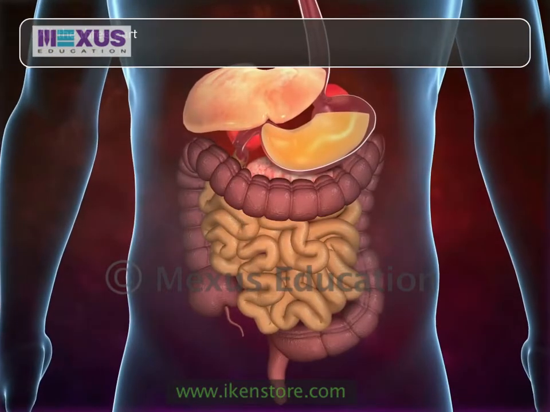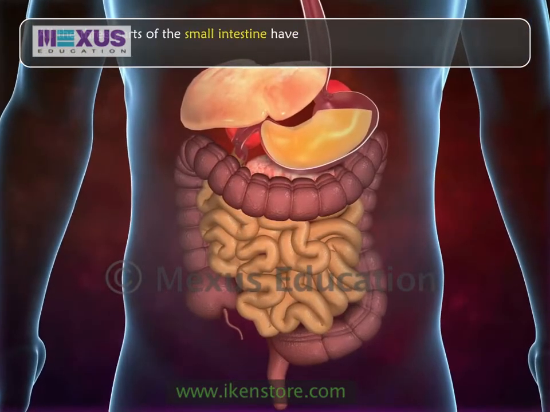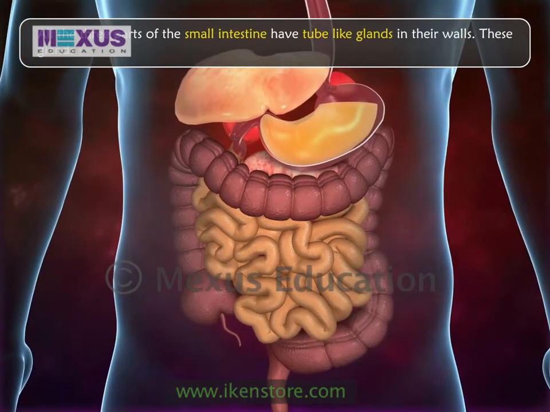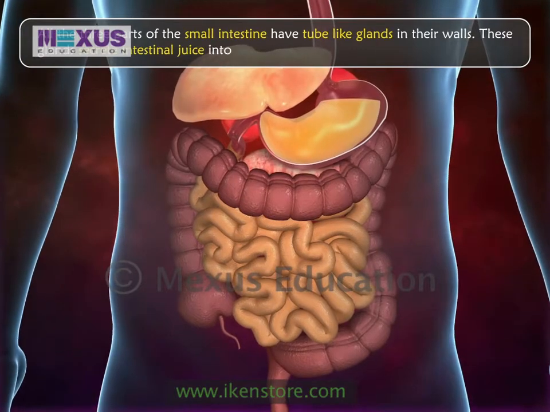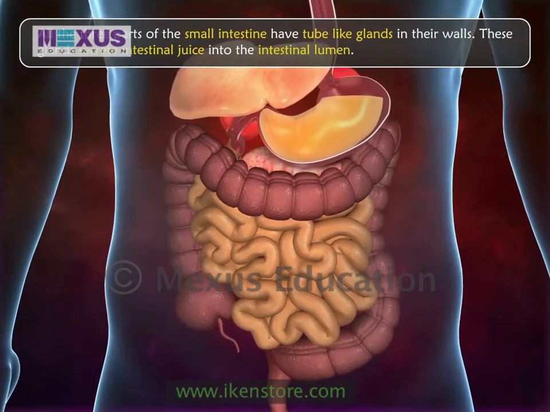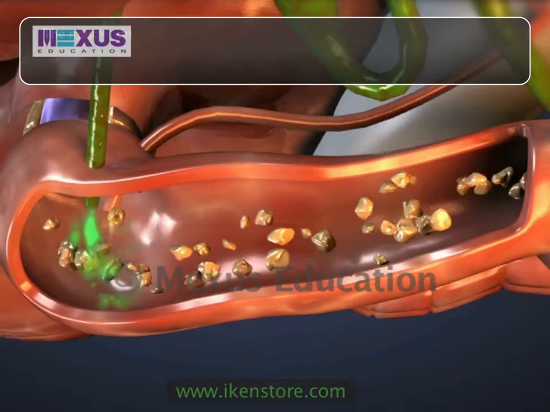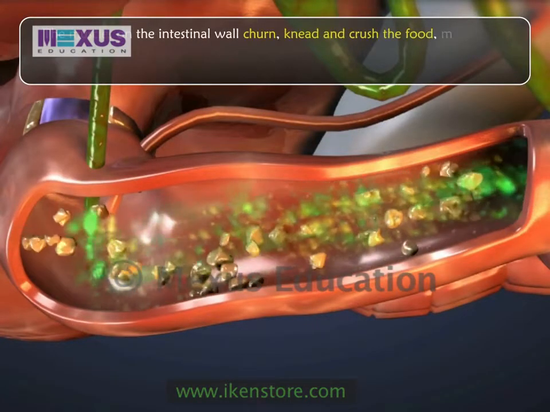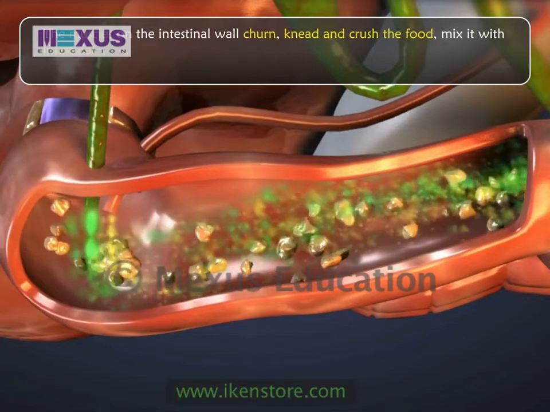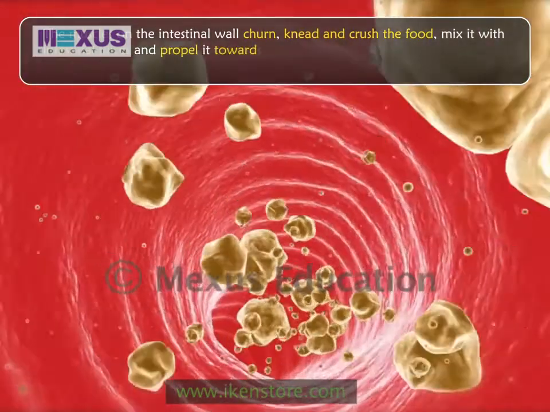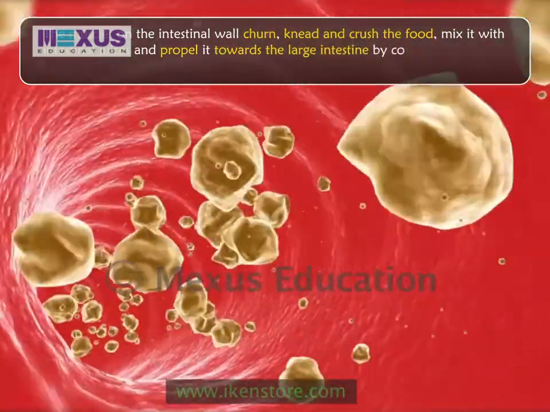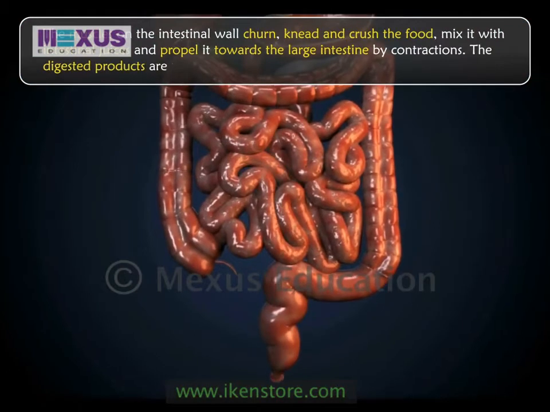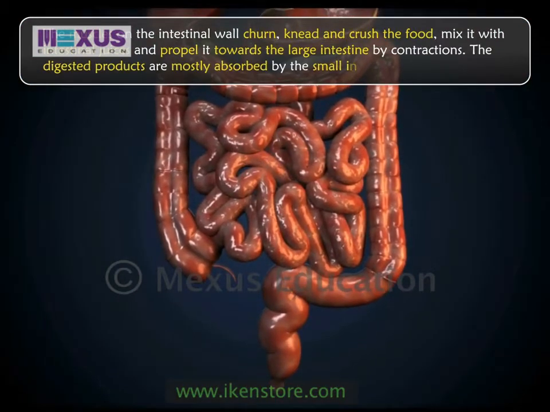All the three parts of the small intestine have tube-like glands in their walls. These glands secrete intestinal juice into the intestinal lumen. The muscles on the intestinal wall churn, knead and crush the food, mix it with intestinal juices and propel it towards the large intestine by contractions. The digested products are mostly absorbed by the small intestine.